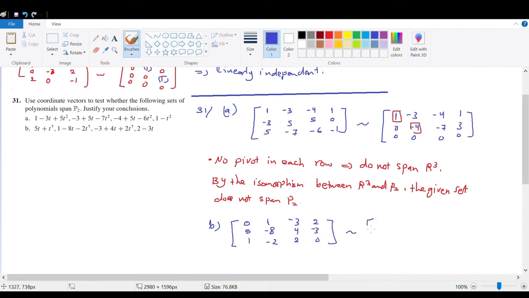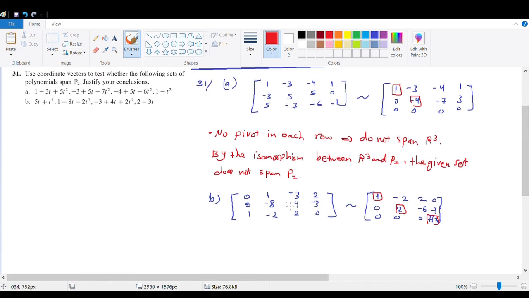If we do row operation for this matrix, we will get the matrix 1, minus 2, 2, 0, then 0, 2, minus 6, minus 3, then 0, 0, 0, 7 over 2. So let us rewrite this one here. We have minus 3 and 7 over 2. So now for this one we have a pivot in the first row, first column, a pivot in the second row, second column, and a pivot in the third row, fourth column. So a pivot in each row, that means it spans R3.